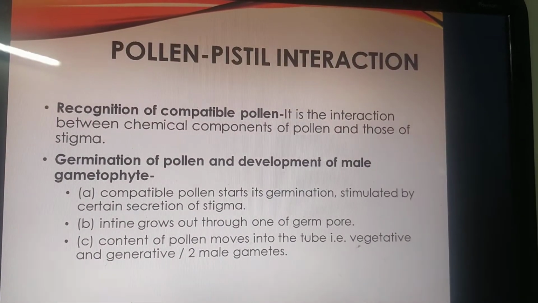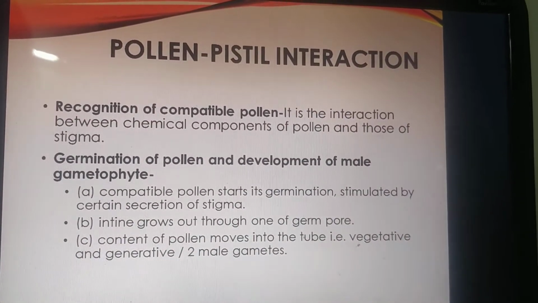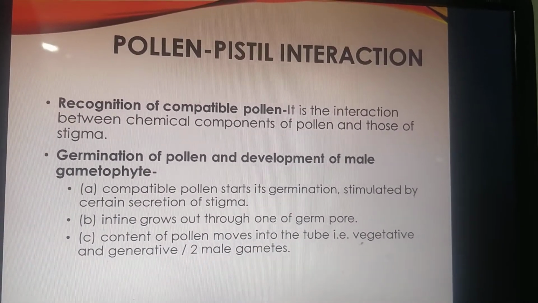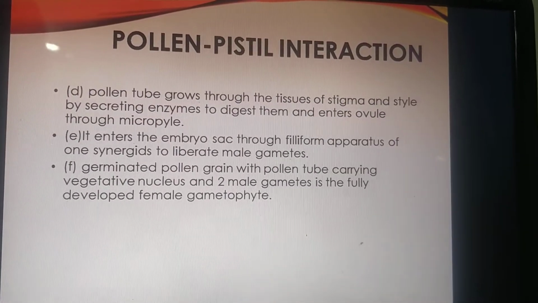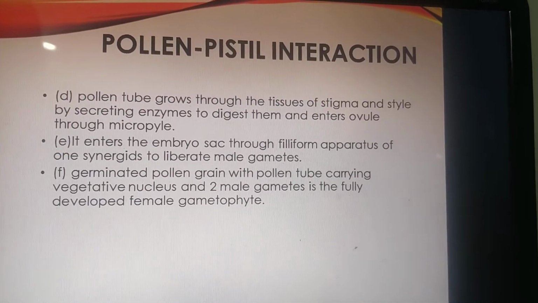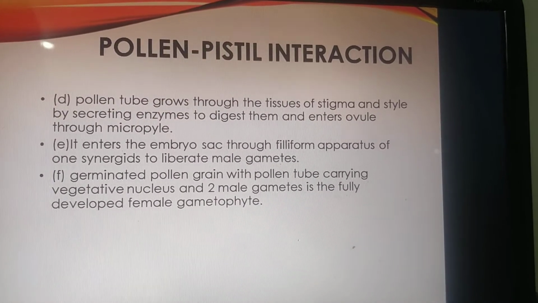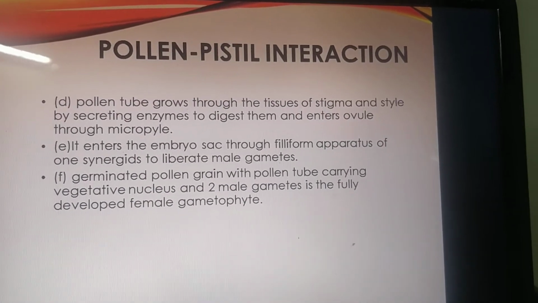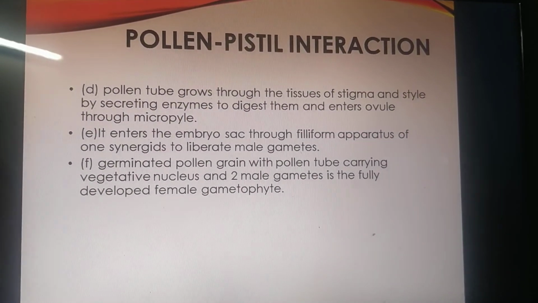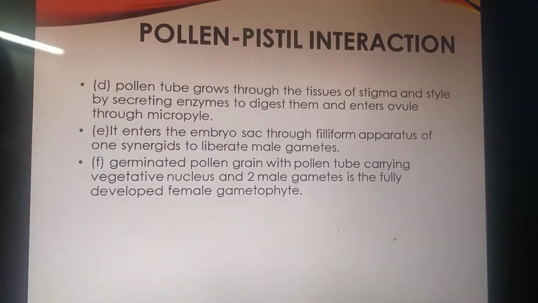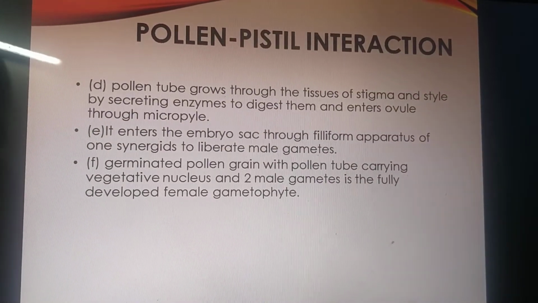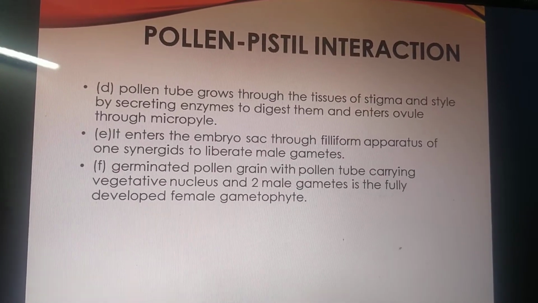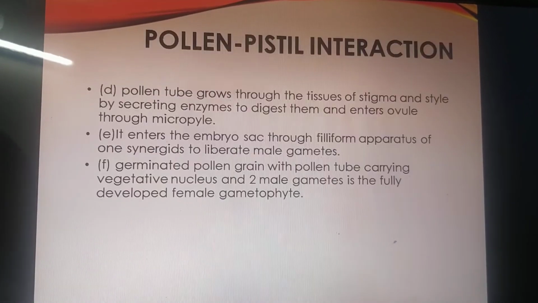So the pollen tube comes out of the germ pore. We studied this structure of the pollen grain the other day. So the pollen tube comes out through the germ pore. The pollen tube grows through the tissue of the stigma and the style by secreting certain enzymes. It enters the embryo sac through the filiform apparatus of one of the synergids to liberate the male gametes. Then each pollen grain forms two male gametes.